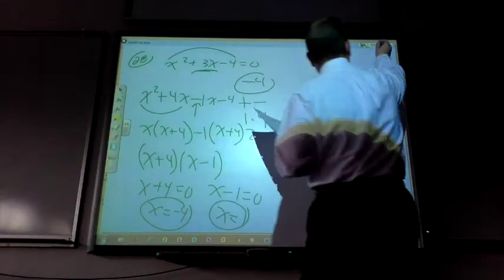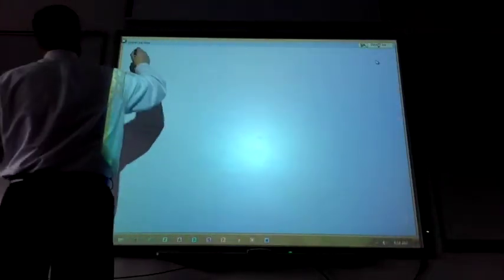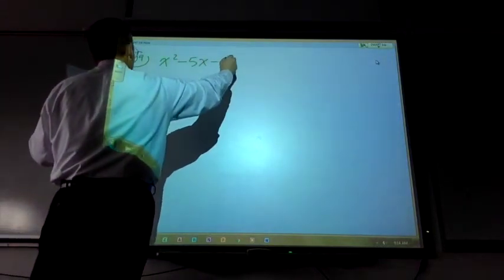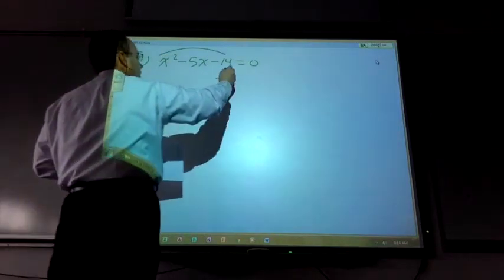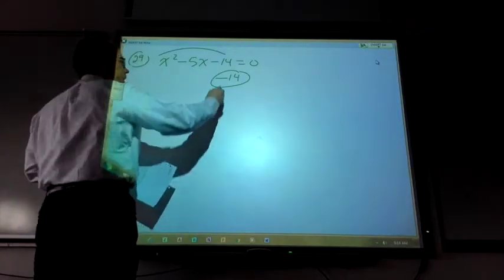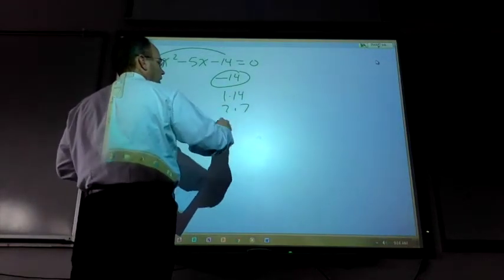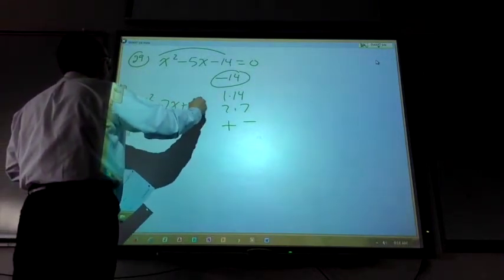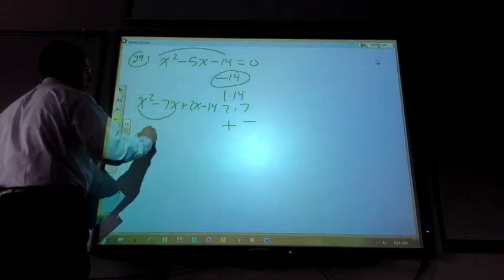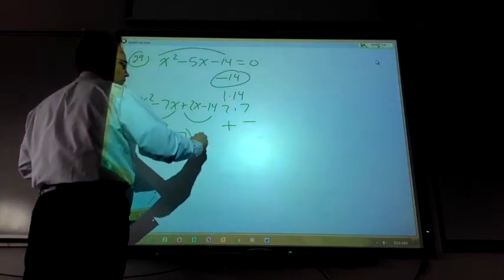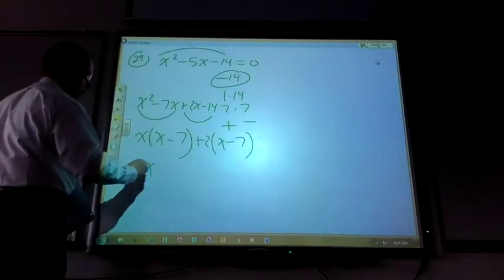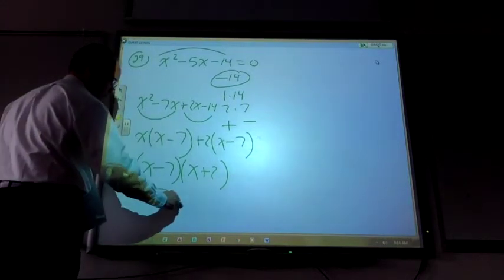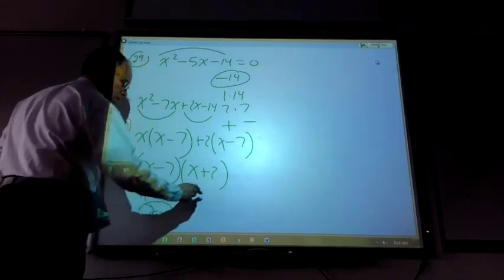Last problem. Dream number is this. Okay, 14, 2 and 7. Need to have alternating signs. So I'm going to have x squared minus 7x plus 2x minus 14. Factor out. Factor out. Left with this. Set those equal to 0. Set that equal to 0.